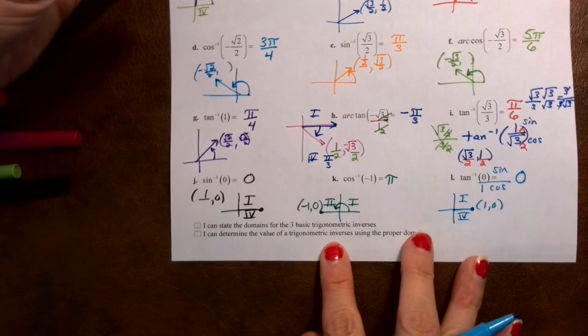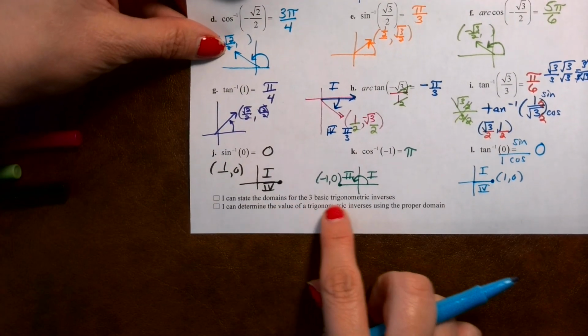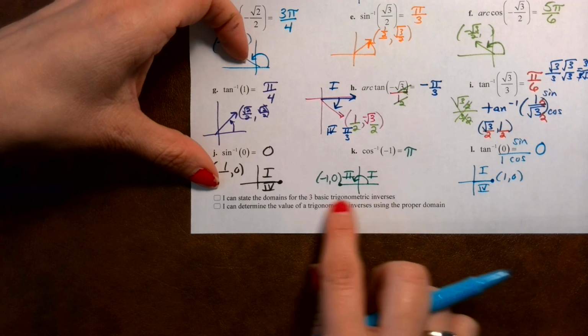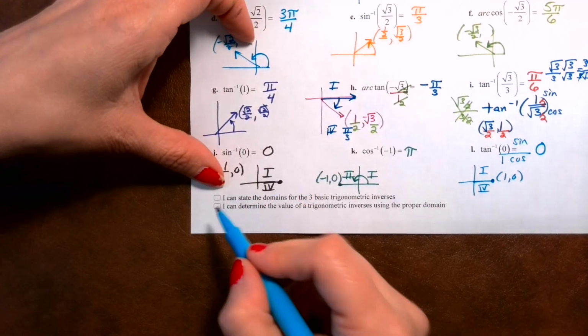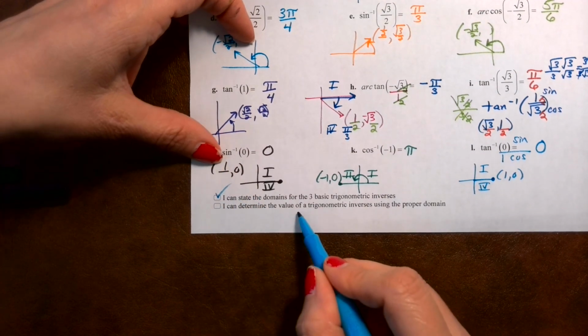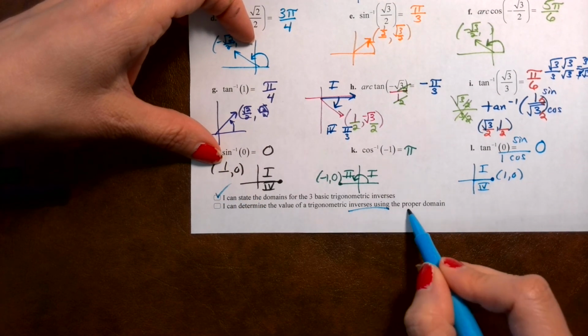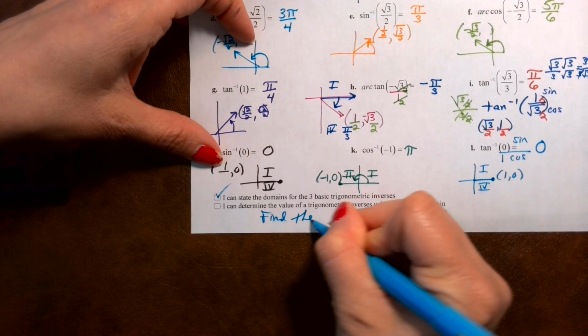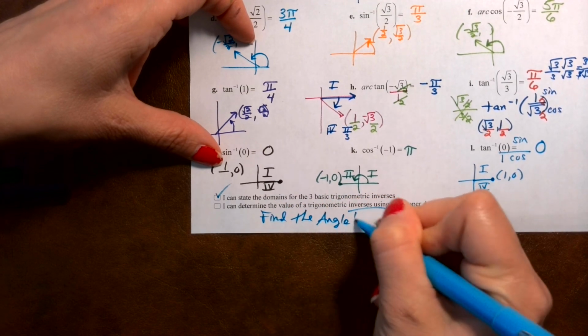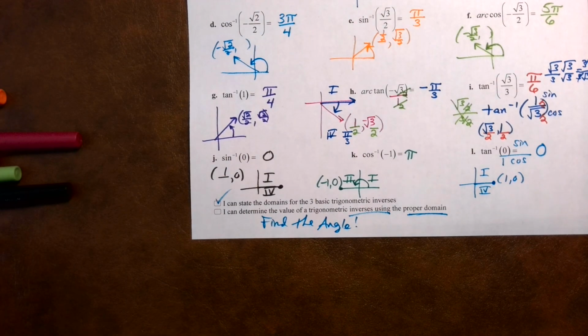I can state the domains for the 3 basic trig inverses. Can you state the domain restrictions? That's kind of what we started at the top. I can determine the value of a trig inverse. Using the proper domain, can you find the angle? What angle am I thinking of? Good job, Pretel.